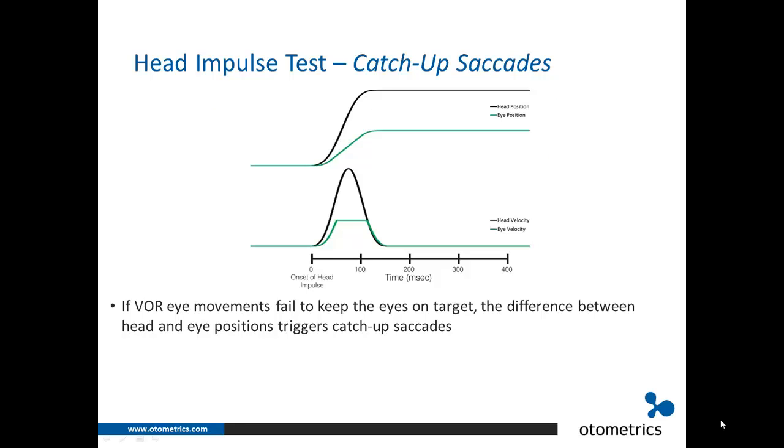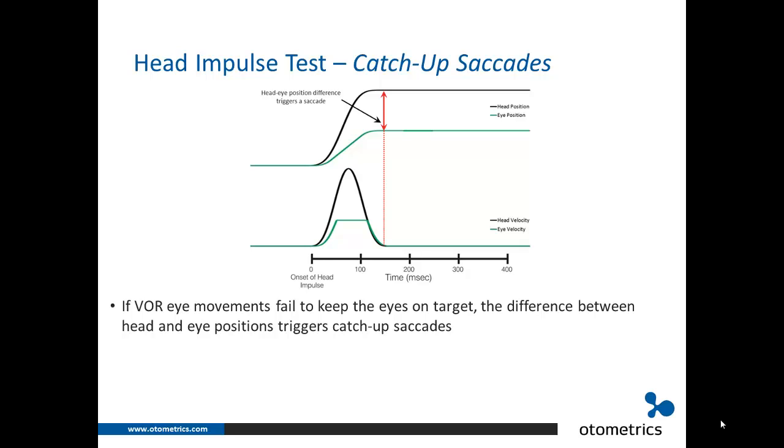Now let's look at the properties of the catch-up saccades. Here the VOR eye position and eye velocity are shown along with the head movements for head impulses toward the side of lesion. At the end of the head movement, signified here by the red line, the VOR eye movements have failed to position the eyes on the target.